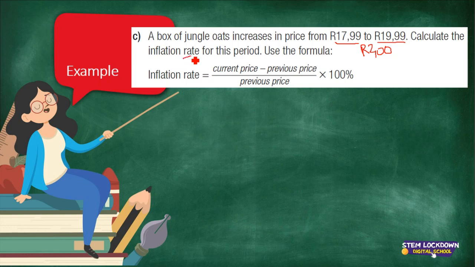Inflation rate is a percentage, so you always multiply by 100 because a rate is a percentage. For this period, use the formula, right? Now, all you do here, you need to substitute correctly. So you need to be careful which value goes where, right? Here they say current amount. What is the amount now? Subtract previous price. What was the price before the increase, right? Divided by previous price. Okay, so this one is simple, right?